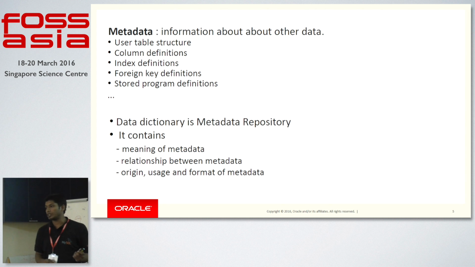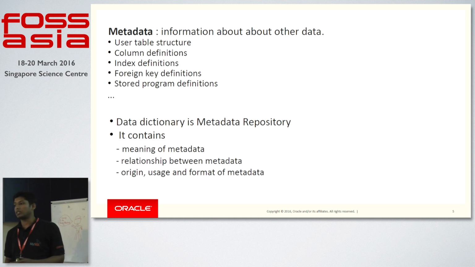So what is data dictionary? Most of us are familiar with the definition of metadata, which basically says metadata is information about other data. So what does this mean in case of databases? In case of databases, metadata refers to the structure of the table and column definitions, index definitions, relations between the tables, what are the constraints on the table, foreign key definitions, what is defined inside the stored programs, etc.